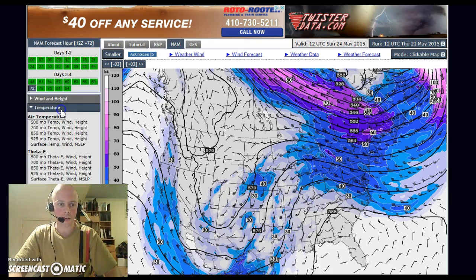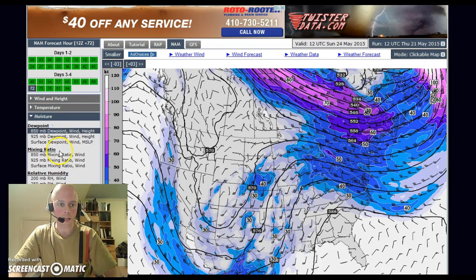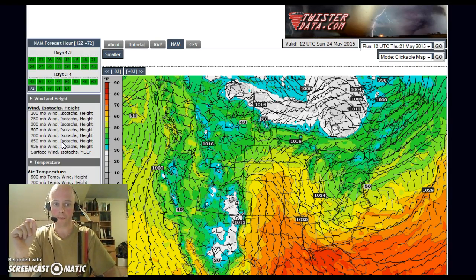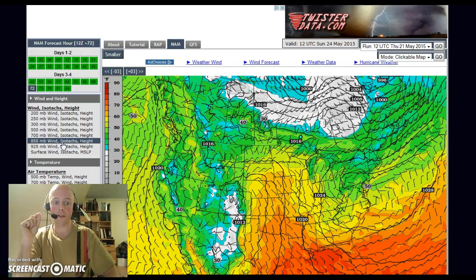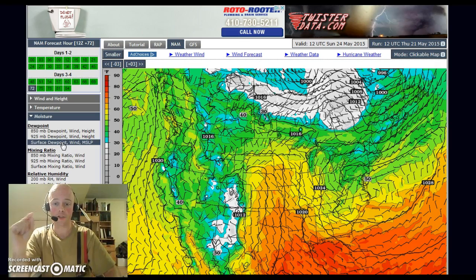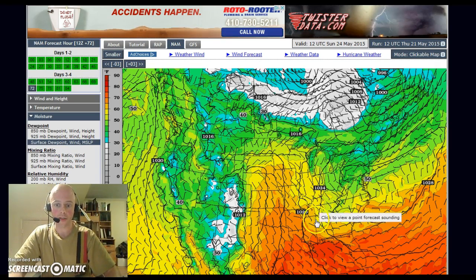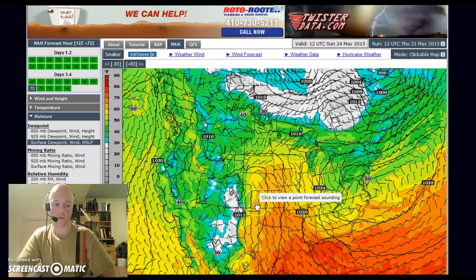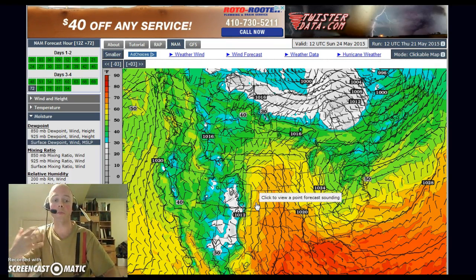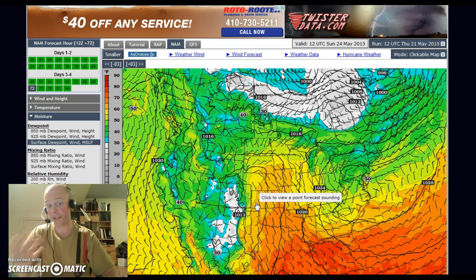Since we've been talking about dew point and relative humidity, let's switch back to surface dew point. This is the morning time on Sunday. Notice again where the orange is. This is an area I would say is suitable for either thunderstorm or rain development because there's plenty of moisture there, and there's a low pressure system coming in as well.